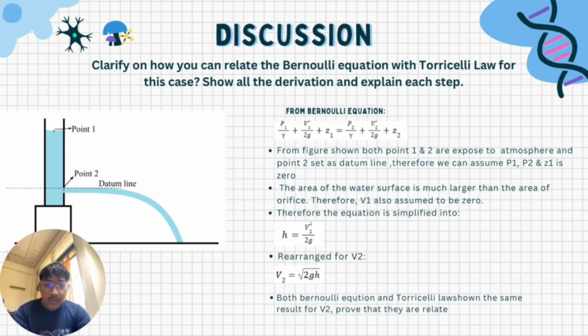The area of the water surface is much larger than the area of the orifice. Therefore, V1 is also assumed to be 0. Therefore, the equation is simplified into H equal to V2 squared over 2G. Rearranging for V2, V2 equals the square root of 2GH. Both the Bernoulli equation and Torricelli's law show the same result for V2, proving that they are related.